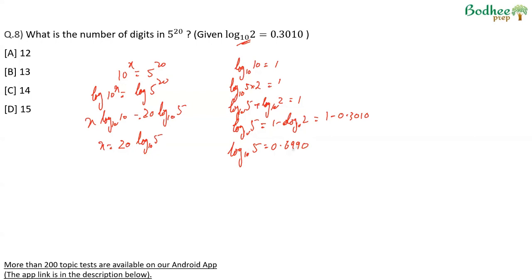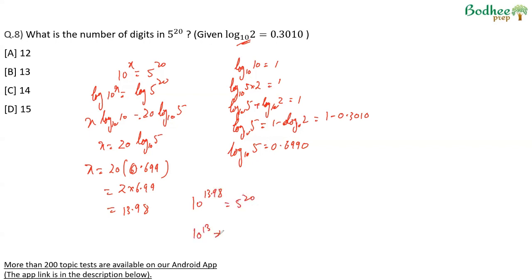This value we can substitute here. So x becomes 20 into 0.699, which becomes 2 into 6.99, which is 13.98. And therefore 10 raised to power 13.98 is equal to 5 raised to power 20.